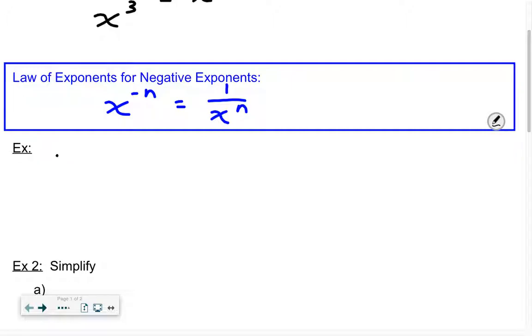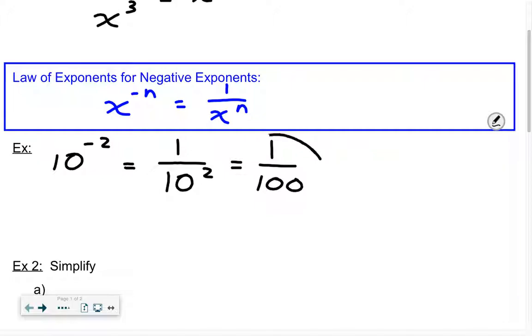If we look at 10 to the negative second, that is equivalent to 1 over 10 to the second. That 2 is being negative, so we move it down below. And when you do these problems, if you can do 10 to the second, or 10 to the fifth, and so on, go ahead and do so. 1 over 100.